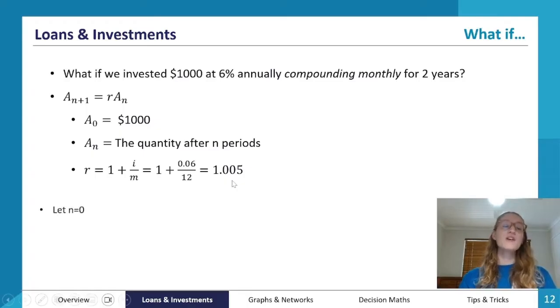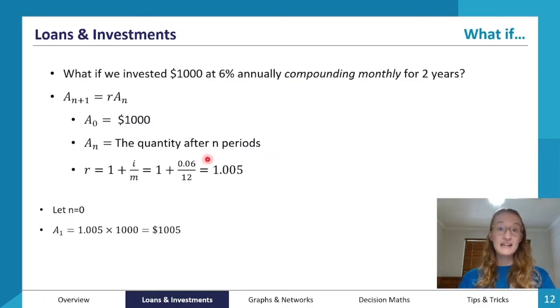And let's have a look at it. So when we're looking at monthly compounds, recursion is going to take a little bit longer because we need to look at the compound for every single month. So let n equal 0. So here we have A1, and because we're not looking at yearly time periods anymore, we're looking at monthly time periods. Here we're saying the amount after 1 month will equal $1,000 multiplied by our growth factor, 1.005. So we're going to have $1,005 after 1 month.